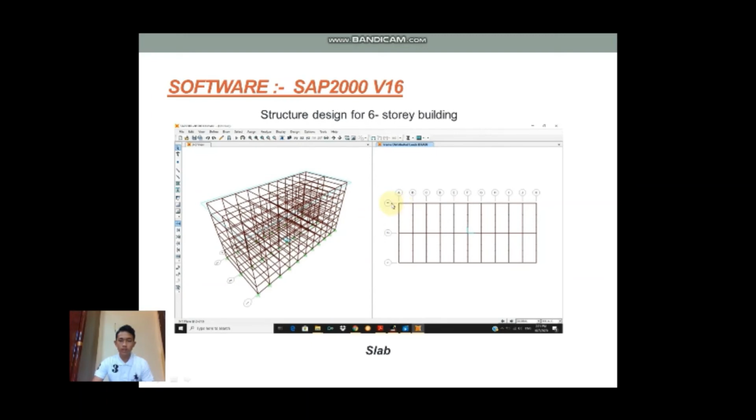Okay. As mentioned in the question, we need to assign 18 meter times 40 meter of our structure building. So for our number base of x, we use 10, 1, 2, 3 until 10. From here to here is 10, so 4 times 10 is 40. For number base of y, we use only 2. 9 times 2 is 18. So 18 meter times 40 meter.